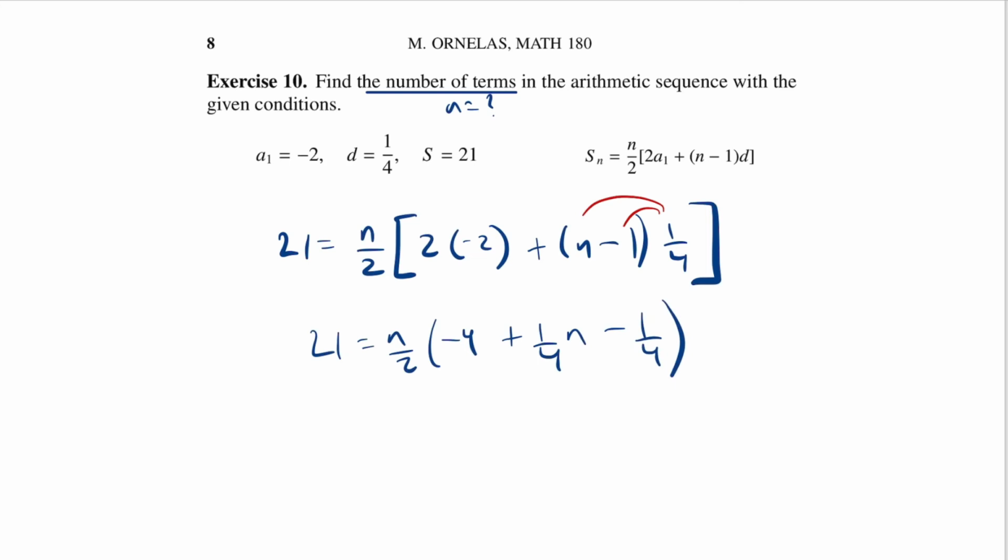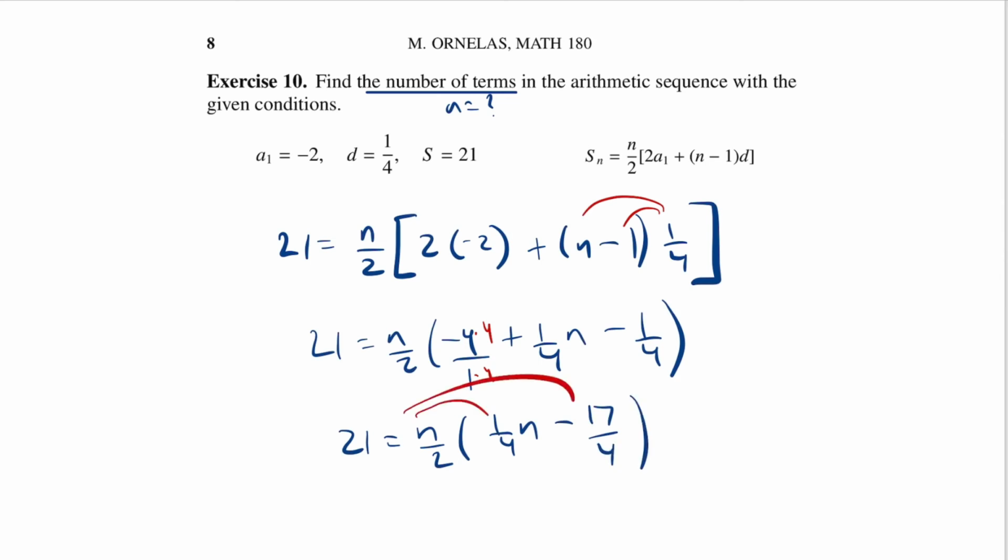All right, let's distribute. So now we're going to have 21 equals 1/8 n squared minus 17/8 n. And then we can bring the 21 over. So if you subtract 21 onto the right side, you're going to get 1/8 n squared minus 17/8 n minus 21 equals 0. And let's clear out the fraction by multiplying everything by 8, the LCD.